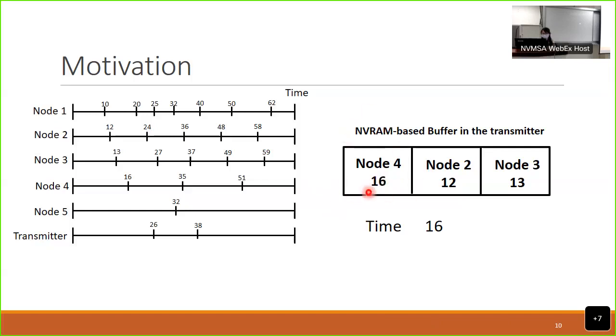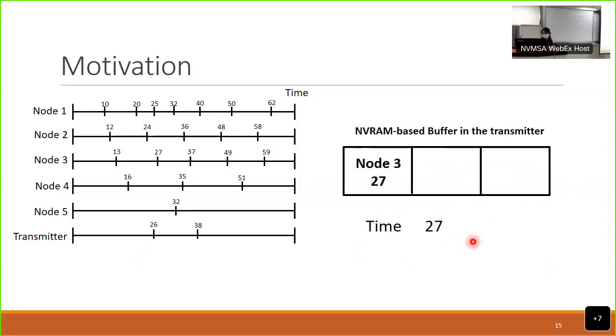So node 4 can be written into the buffer, and node 1 was just discarded. After some updating, at time 12 and 26, the transmitter harvests enough power to transmit the data. So the transmitter will transmit these 3 data to the central controller, and then the buffer will be empty again.